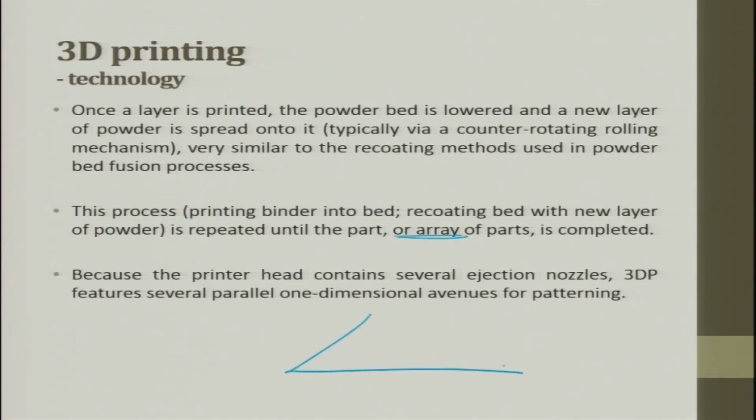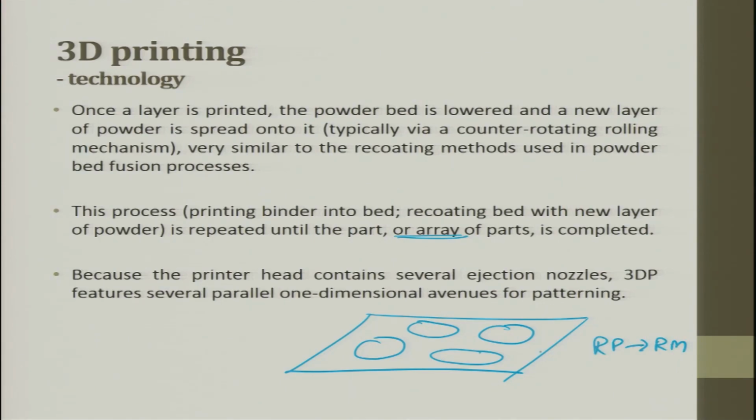So in a single bed, you can make multiple parts growing simultaneously. So this is where we are now talking about rapid prototyping to rapid manufacturing. So you have optimized the space, and you have placed the part what is to be printed in such a manner such that you can get 4 or 6 or 10 in one shot.